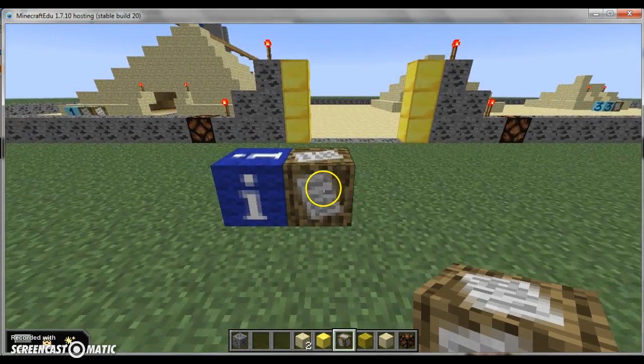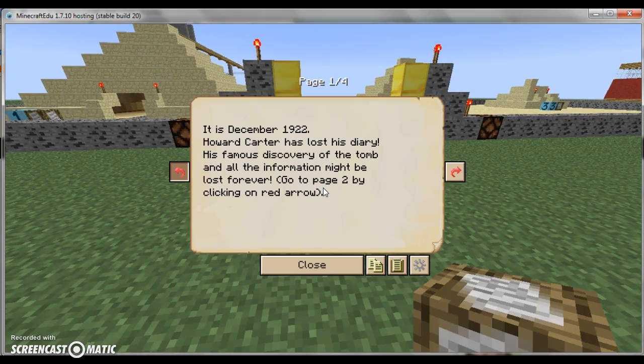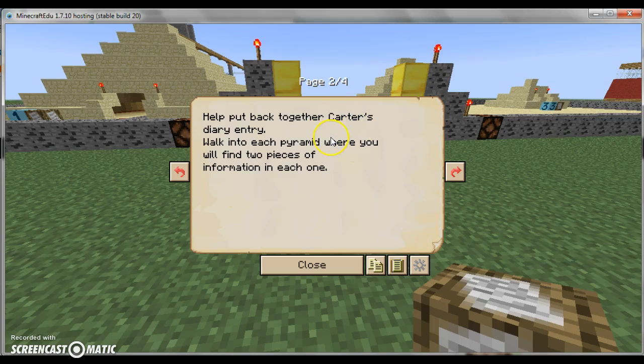So if we come here to the first info block, this sets the scene for the students. It tells them that it's December 1922. It tells them that Howard Carter has lost his diary. Now, this would not be their first introduction to Howard Carter. They would have learned about him in class and know about his famous discovery of the tomb. But this would tell them that they would need to put together Carter's diary entry, and basically what they need to do is walk into each pyramid, where they will find 2 pieces of information in each one.